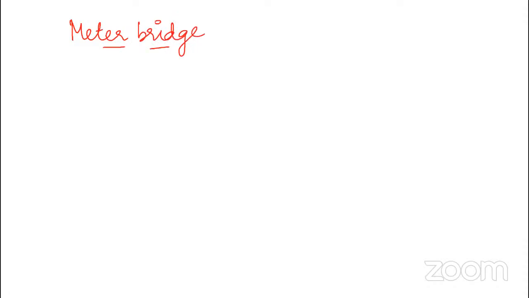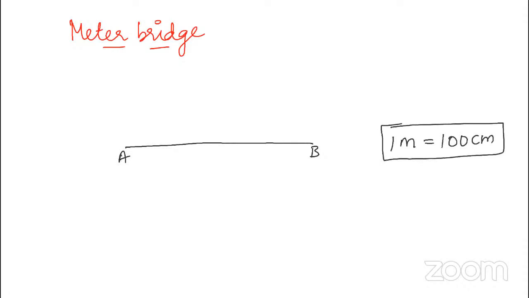Okay. Here for the meter bridge, we have to take one wire. That is the wire we can consider A to B. It is approximately 1 meter. Okay, for the 1 meter meter bridge, we have to take a wire. So 1 meter is approximately 100 centimeter. You should keep that in mind.